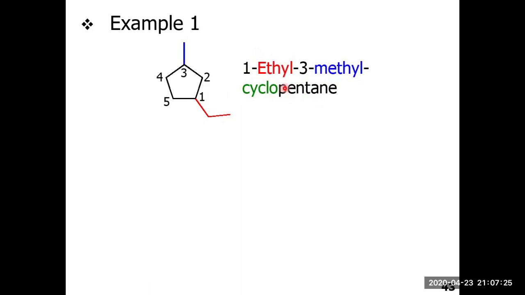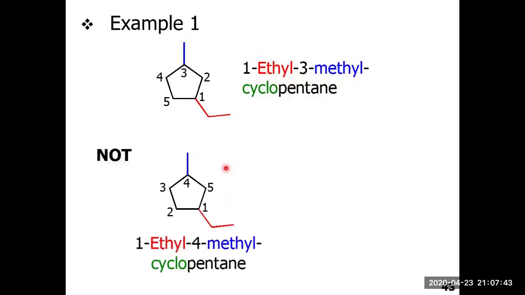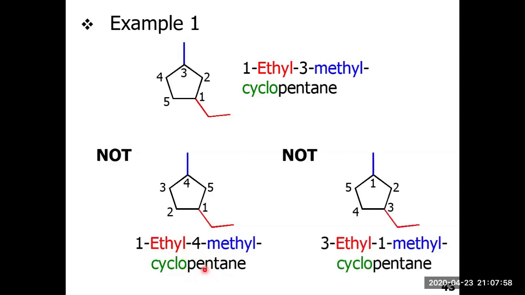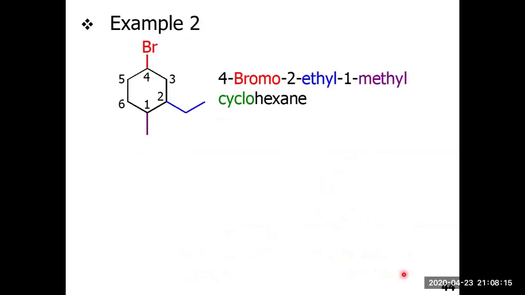Now, when you write the final name, make sure you arrange the substituents in alphabetical order. You should be able to know what is wrong with this naming. This one is named as 1-ethyl-4-methylcyclopentane. And you should also be able to reason out what is wrong when we name this molecule as 3-ethyl-1-methylcyclopentane.